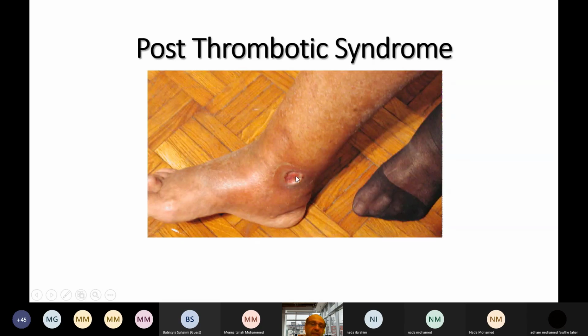In most cases, we said that the venous ulcer presents in this area. What is this area? This area is the lower third of the leg in the medial aspect.